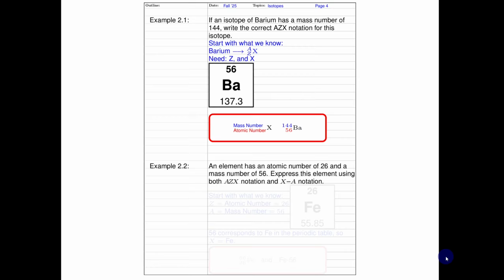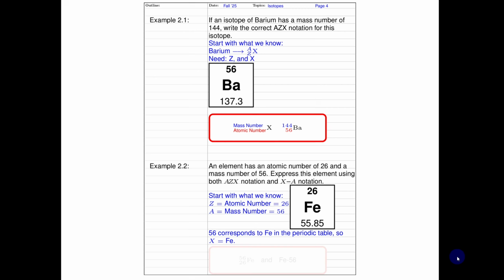An element has an atomic number of 26 and a mass number of 56. Express this element using both AZX notation and X-A notation. Here, we are given the atomic number and the mass number. All we need to do is find what element the atomic number corresponds to on the periodic table. In this case, the atomic number 26 represents iron. And now we have all the information we need to express this element using both notation styles.